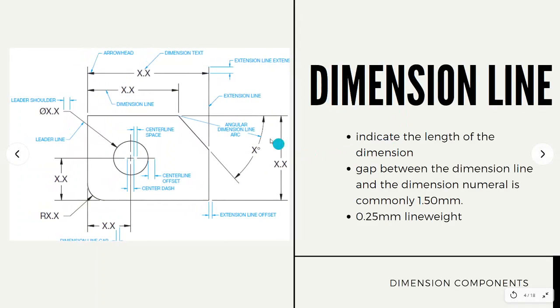So first is the dimension line. Basically it is like a measuring line. So this would indicate the length of the dimension. There is a gap between the dimension line and the dimension numeral which is 1.50 mm.